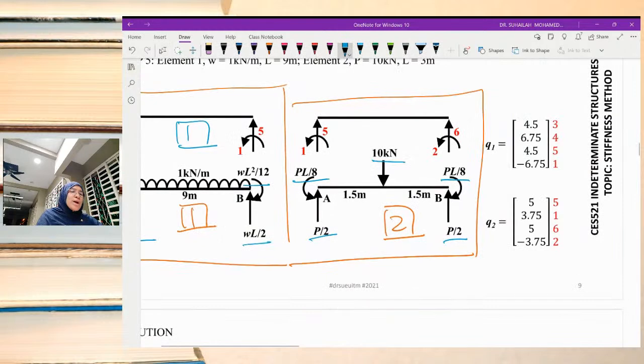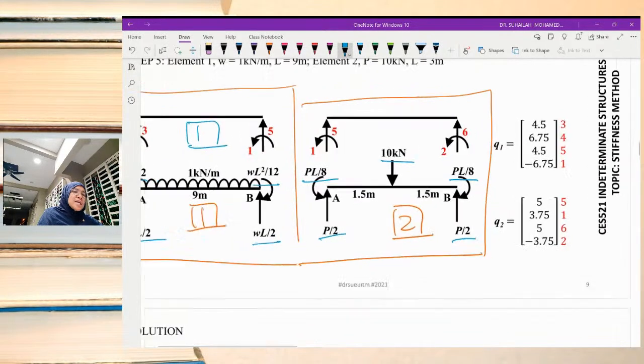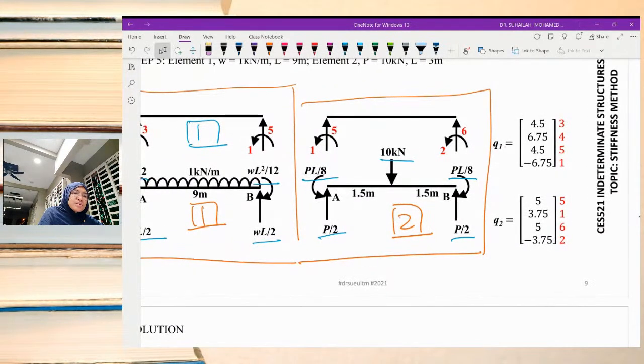So what we get here is Q1 naught and Q2 naught. Q1 naught refers to the equivalent element nodal forces for element 1. Q2 naught refers to the equivalent element nodal forces for element 2.